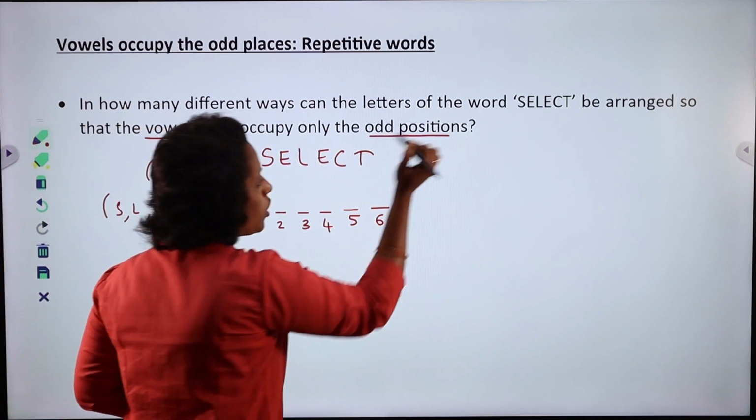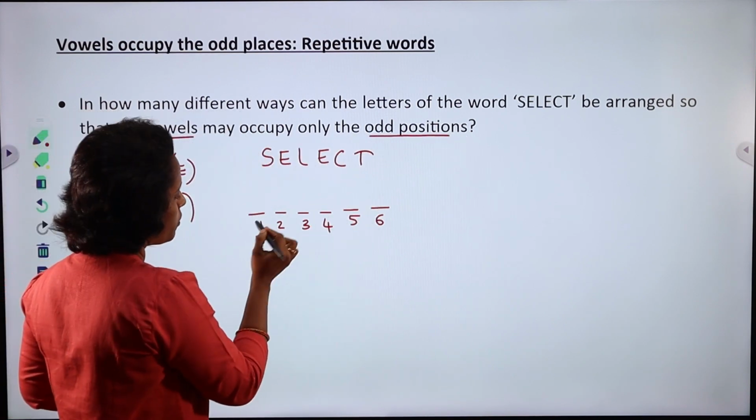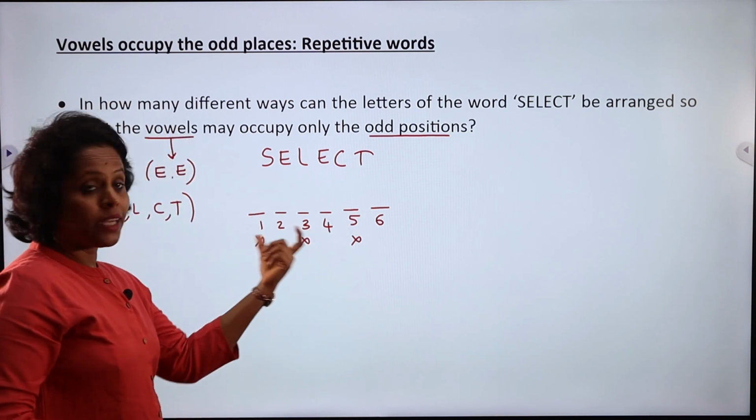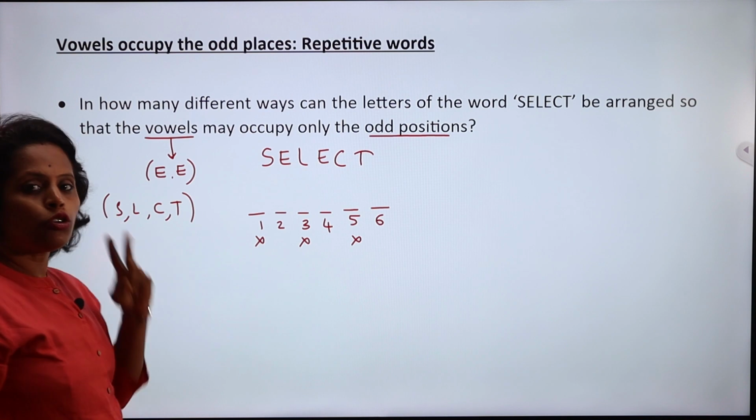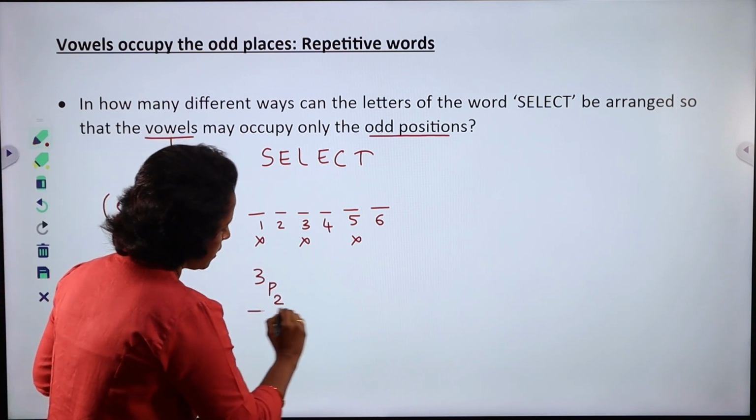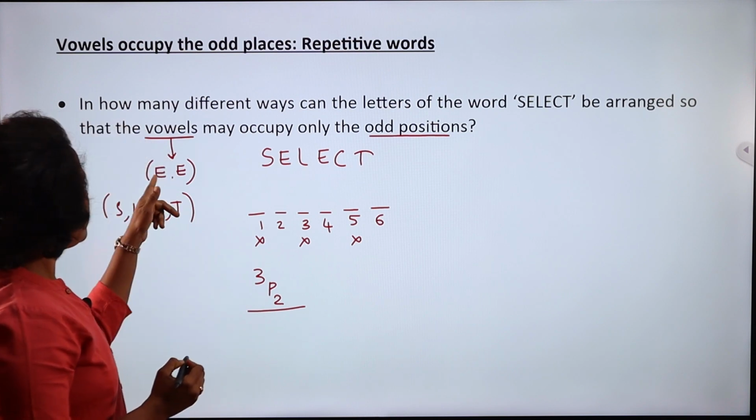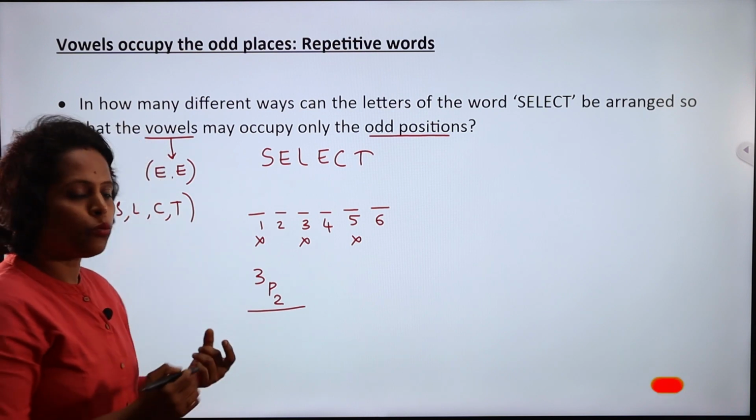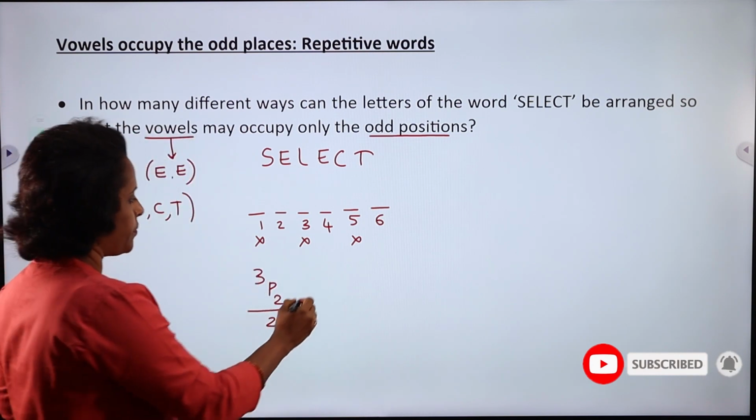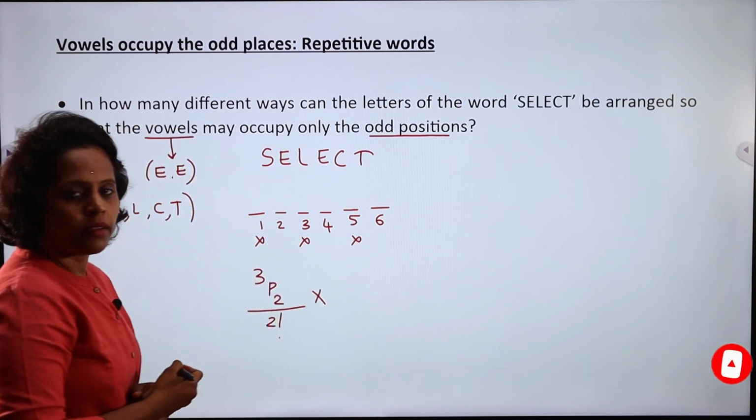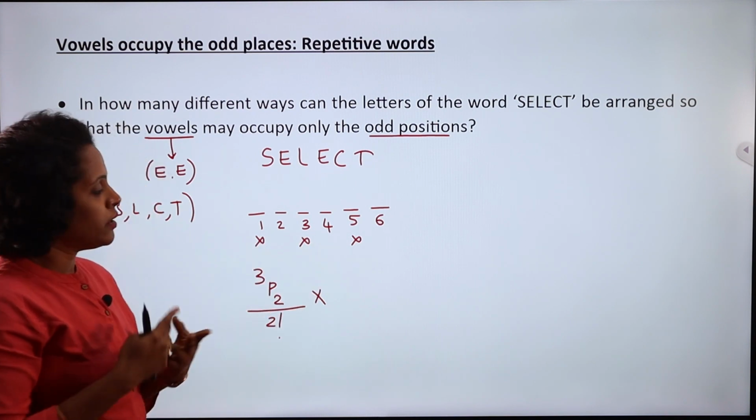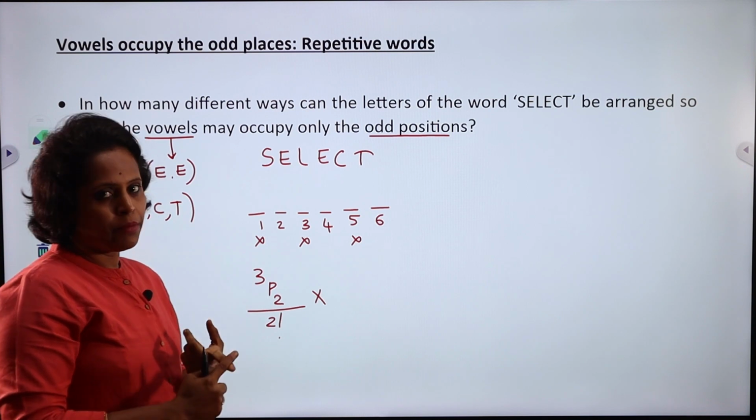Vowels may occupy odd positions. What are odd positions? 1, 3 and 5. We have 3 odd positions but only 2 vowels. That can be filled in 3p2 ways divided by 2 factorial, because the letter E is repeated twice, into, the 3 odd places are filled with 2 vowels, right? One more place is empty now.